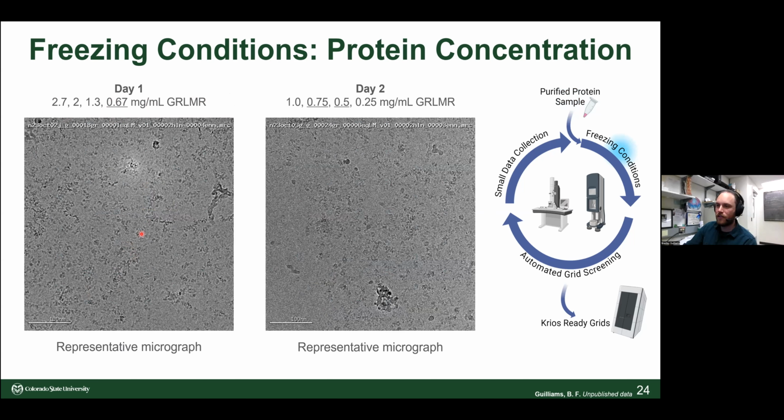I would say this is an okay grid, right? There are some clumps here, some contamination, but there are individual particles, right? Day 2, we had a narrower range of concentrations, and 0.75 to 0.5 mg per mL of protein on the grid was sort of the sweet spot. There were still some aggregates, but going much lower than this, we had lots of empty space on our grids. So lots of stuff where there are no particles.